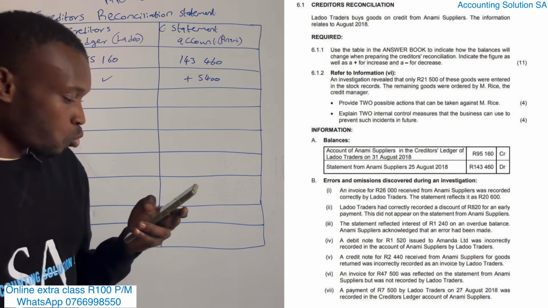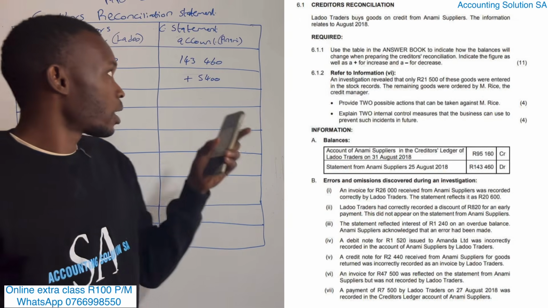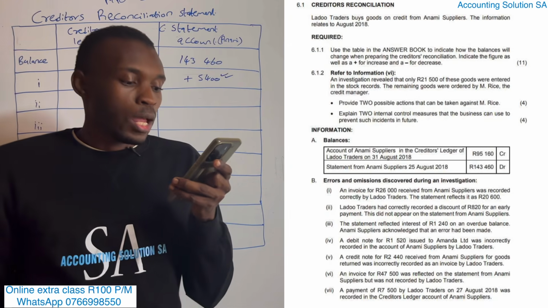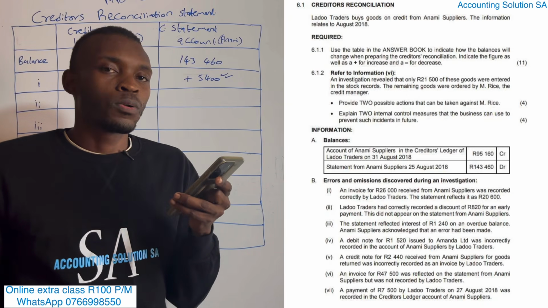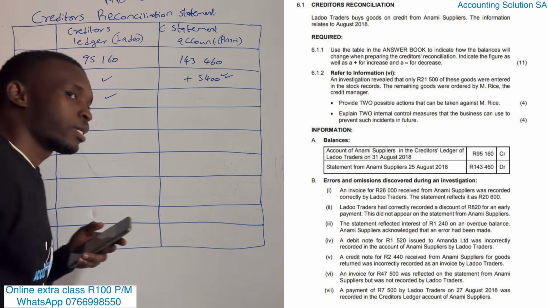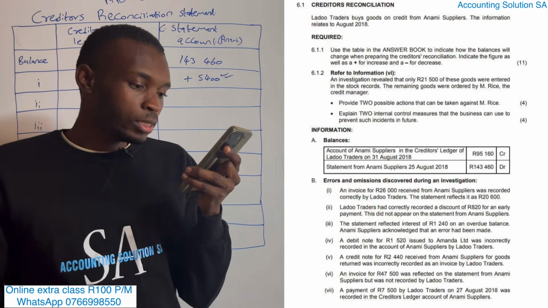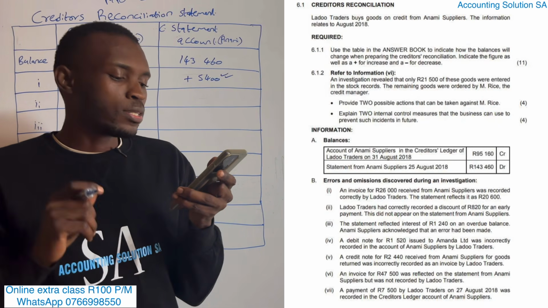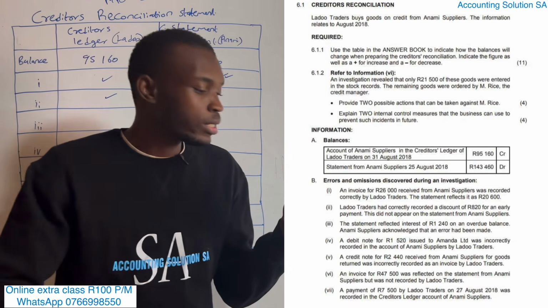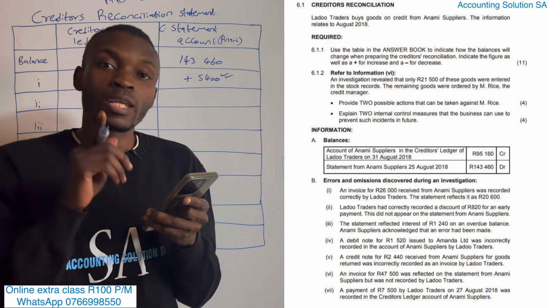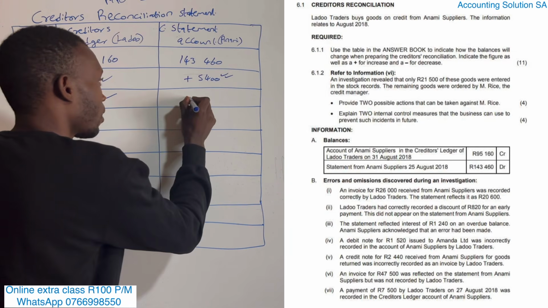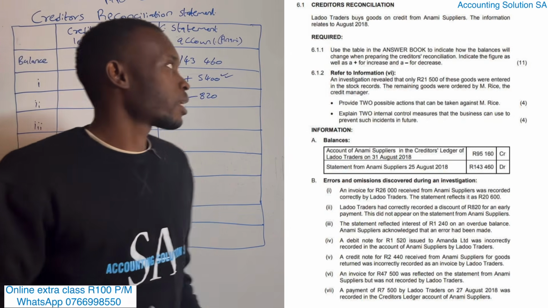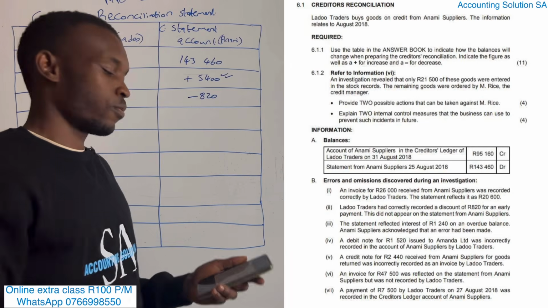Okay. Number 2. Very simple. 2 marks to do that. Just imagine. Okay. The second one, Ladu Traders had correctly recorded the discount. Ladu correctly recorded. It is fine. Okay. Then they said a discount is 820 for early payment. They said this did not appear in the statement. This was never recorded in the statement. And remember, discount reduces what? Liability, which means that we have to say minus 820. Guys, if they give us a discount, we are not going to pay that amount, which means that our liability must go down. Just like that.